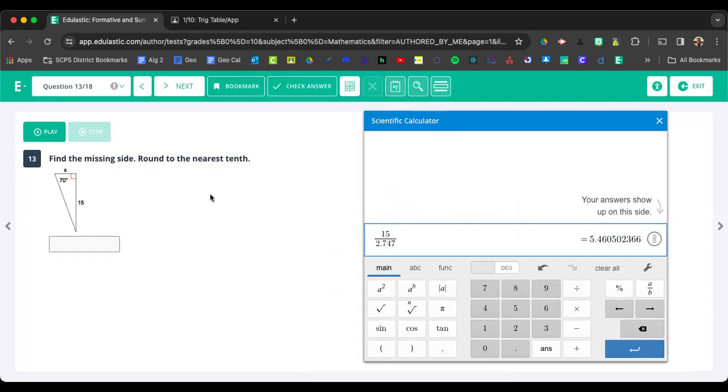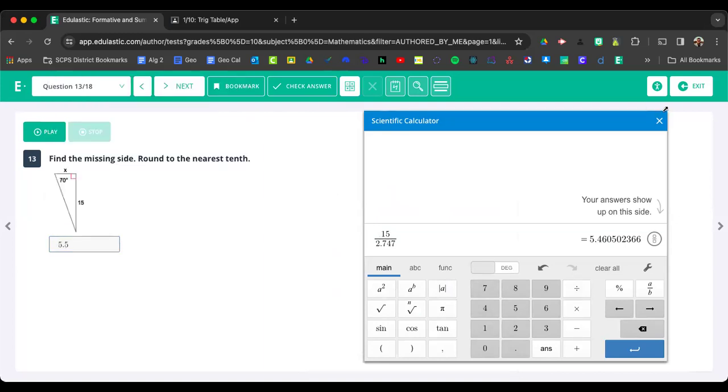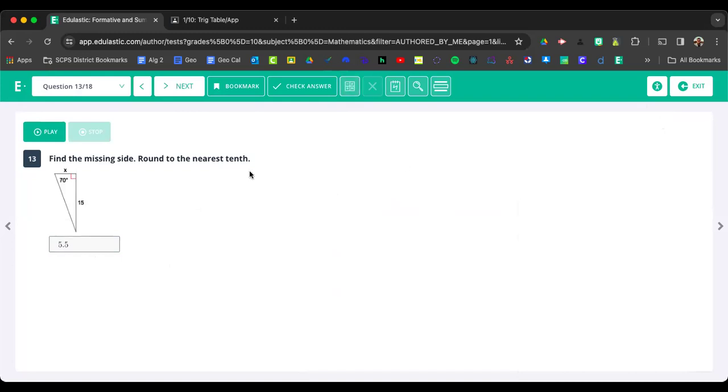Now it says in the instructions to round to the nearest tenth. So our answer is 5.46. Since this right here is a 6 and that is greater than 5, we are going to round up to 5.5. That is one example of each type of problem.